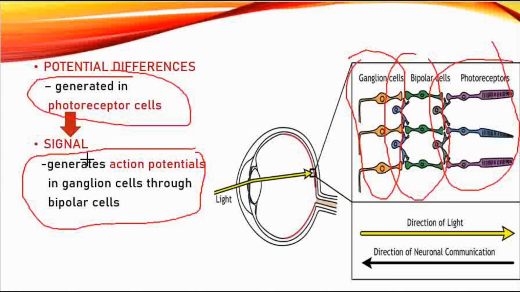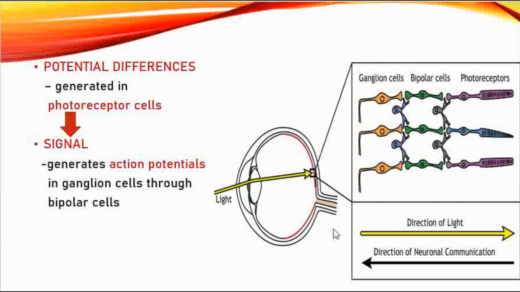It generates action potential in the ganglion cells through bipolar cells. Next it goes to the bipolar cells. Action potential, as you all know, is an electrical change that travels along the membrane of a neuron cell. That is what we call action potential. This is the direction of the light, but the neural communication comes from this side.